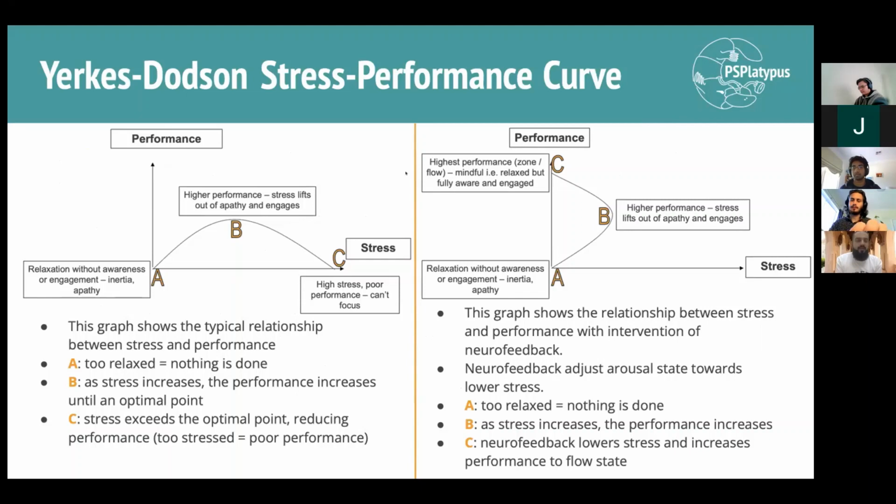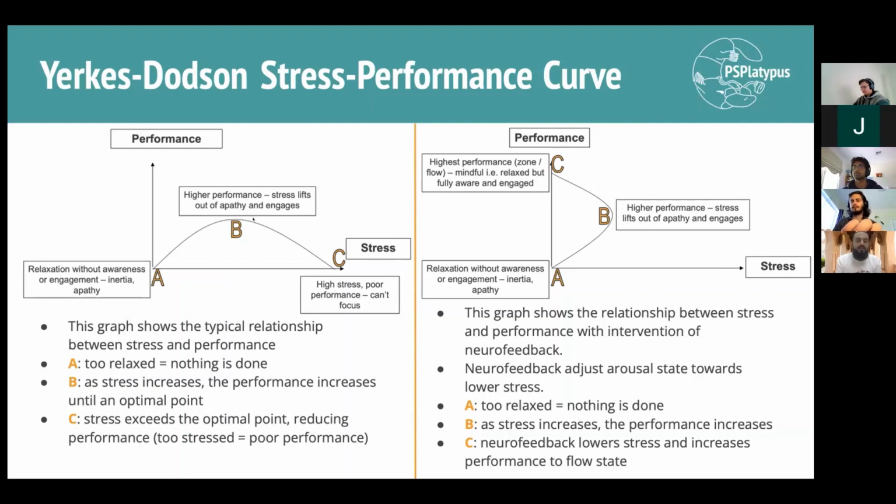Then we have the Yerkes-Dodson stress performance curve that we can see here. It shows the typical relationship between stress and performance, where at point A we are too relaxed, there is no stress at all, so we basically do nothing. And then as the stress increases, our performance increases until an optimal point where it will be the highest.